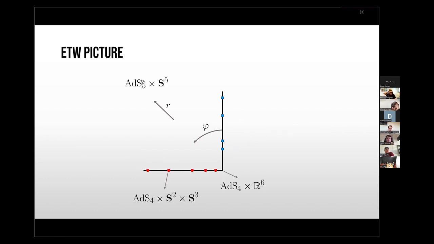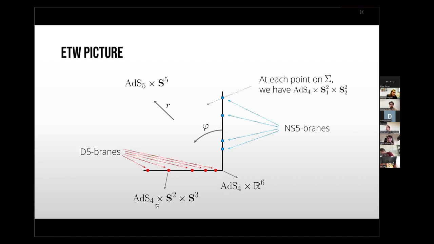Okay, asymptotically, where r goes to infinity, we recover the AdS5 × S5 throat. Near 0, we get AdS4 times R6. This is a smooth end-of-the-world brane. And near the points, we get the 5-branes' worldvolume.